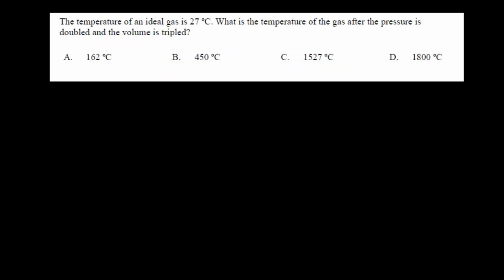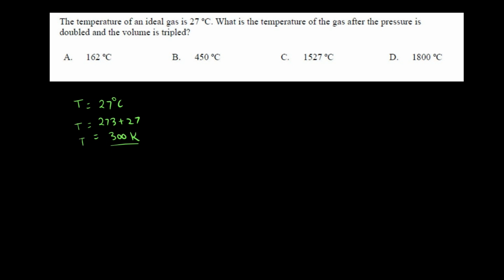So the question is, the temperature of an ideal gas is 27 degrees Celsius. What is the temperature of the gas after the pressure is doubled and volume is tripled? So the temperature is given to us. T is 27 degrees Celsius. We have to change into Kelvin. So 273 plus 27, that is 300 Kelvin. In all the ideal gas equation laws, we have to apply temperature in Kelvin.